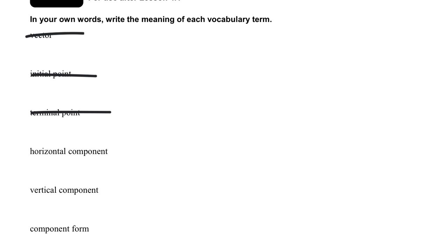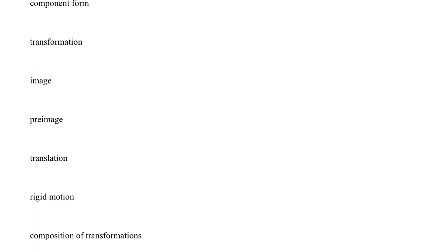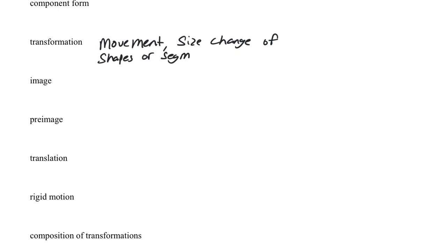We're going to go down a little bit. We're going to talk about a transformation, which is just sort of like a movement. So a transformation is just some type of movement and maybe size change of shapes or segments. That's like the Mr. Whitelaw version of what a transformation is. And today we're going to talk about a translation. So let's jump down to translation.